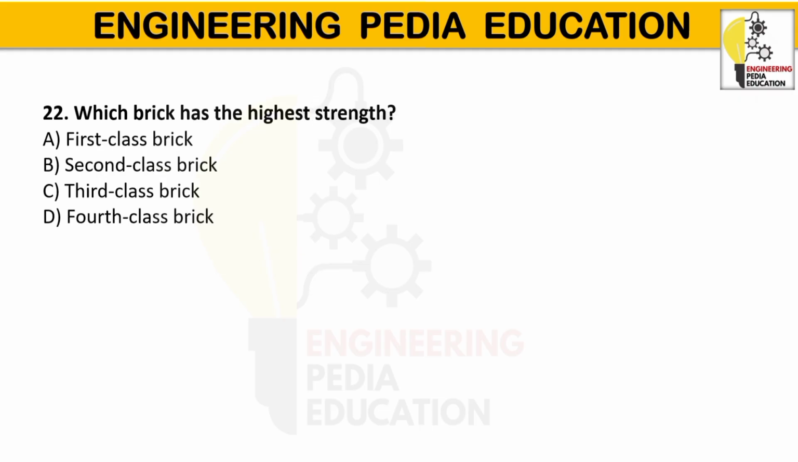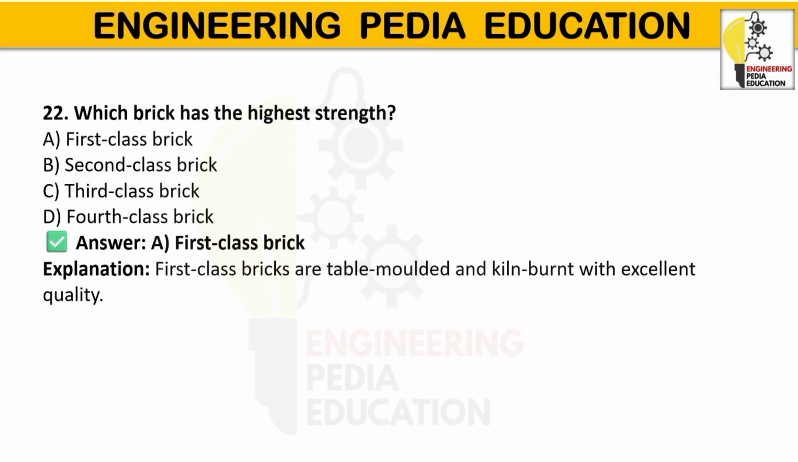Which brick has higher strength? First class, second class, third class, or fourth class. So the brick which has higher strength is first class. First class bricks are table molded and well burned with excellent quality, having a strength of 10.5 MPa. First class brick has the highest strength in comparison to second, third and fourth.